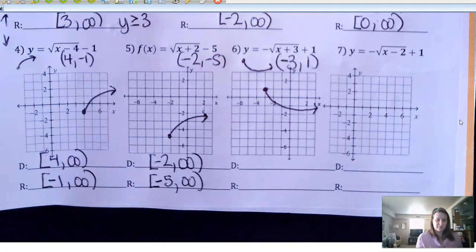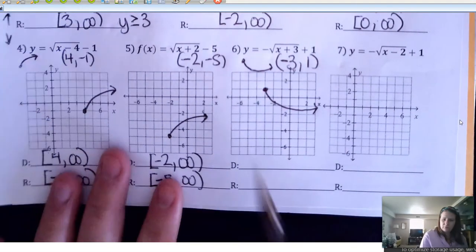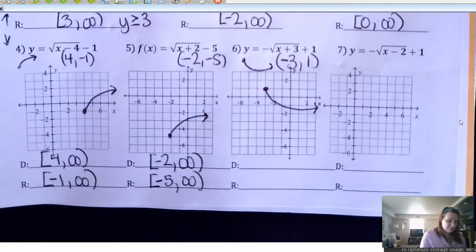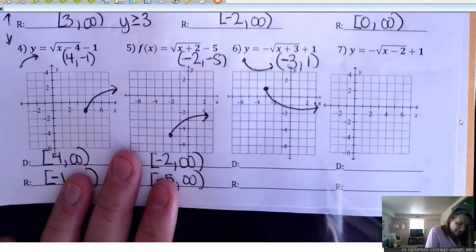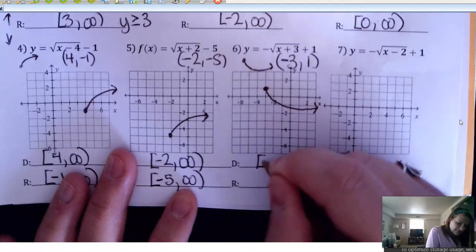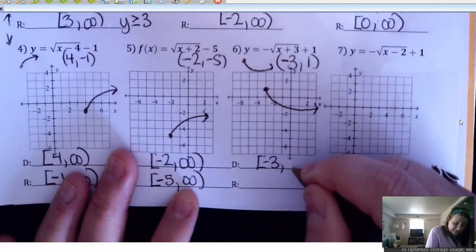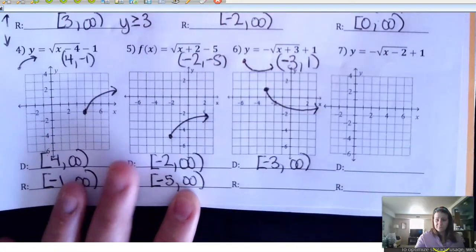Now the domain and range, make sure you're watching this. The first x value you touch is going to be that -3. And then this points to the right forever, so this is still going to go to positive infinity.